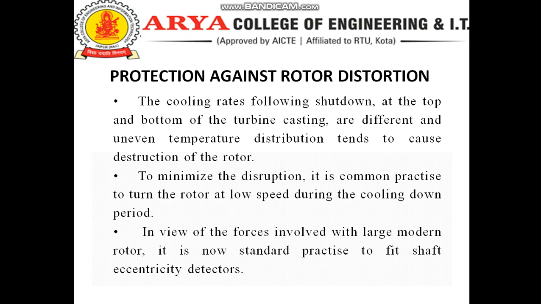Now in this slide we discuss the protection against rotor distortion. The cooling rates following shutdown at the top and bottom of the turbine casing are different, and uneven temperature distribution tends to cause distortion of the rotor. To minimize this type of problem, it is common practice to turn the rotor at low speed during the cooling down period. In view of the forces involved with large modern rotors, it is now standard practice to fit shaft eccentricity detectors.